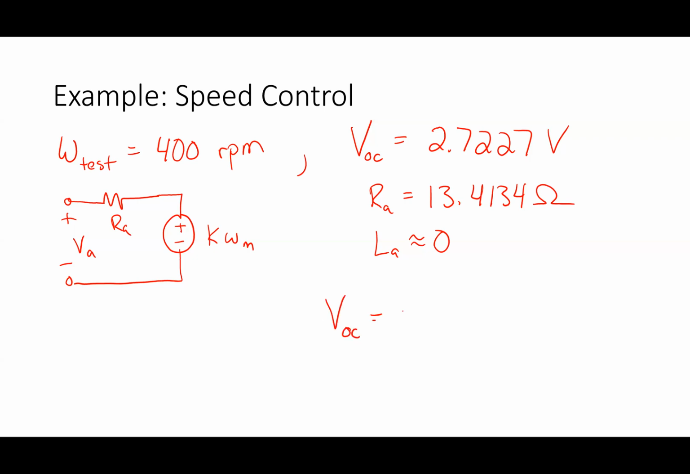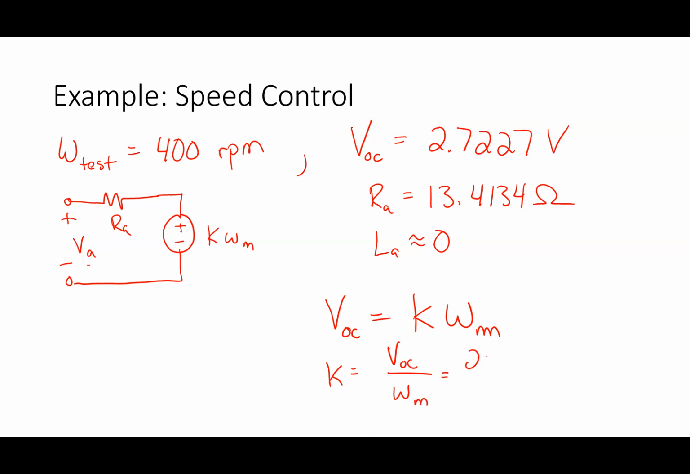VOC would be equal to K times omega M, right? Why is that the open circuit voltage, K times omega M? In other words, open circuit voltage would be right here. Why am I neglecting the resistor? It's open circuit. There's no current flowing, so there's no voltage drop on that RA. So it's K times omega M. So basically K would be VOC divided by omega M.